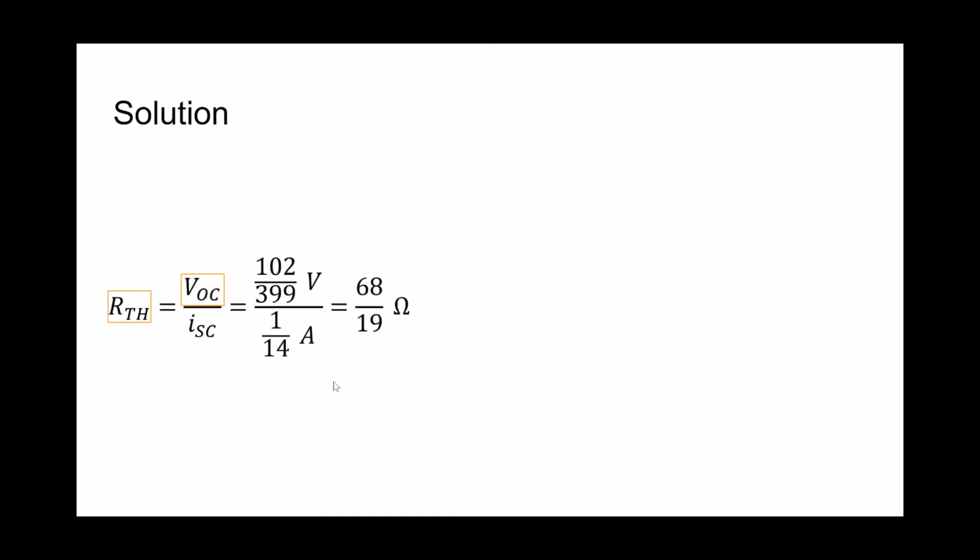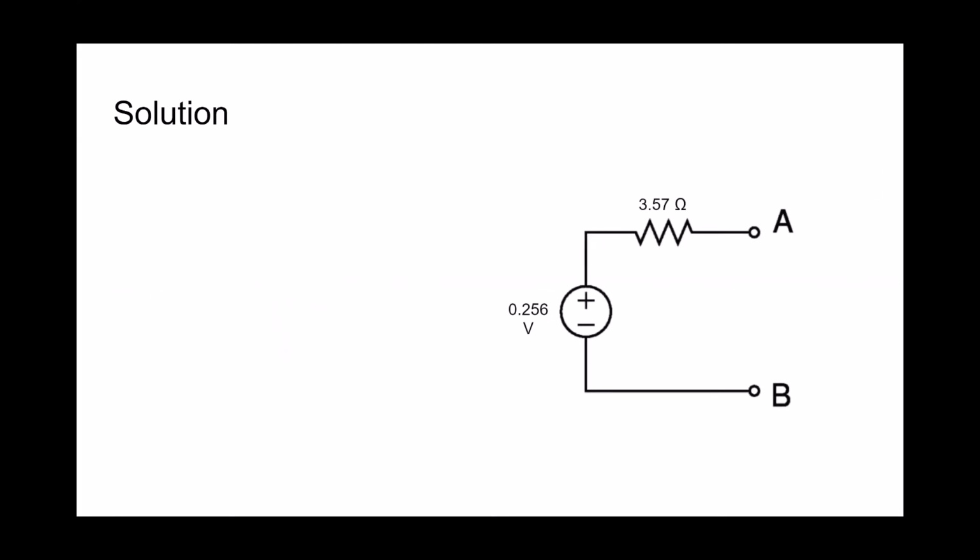In conclusion, you can use Ohm's law to find the equivalent resistance, which is equal to the voltage divided by the current that you found. The equivalent resistance is thus 68 over 19 ohms. Plugging this into the equivalent Thevenin circuit, you find that the voltage source is 0.256 volts and the resistance is 3.57 ohms. If it helps you, you could solve this problem in terms of just the resistor variables first and then plug in all the values at the end. You could also keep the Thevenin equivalent circuit in fractions instead of decimals.